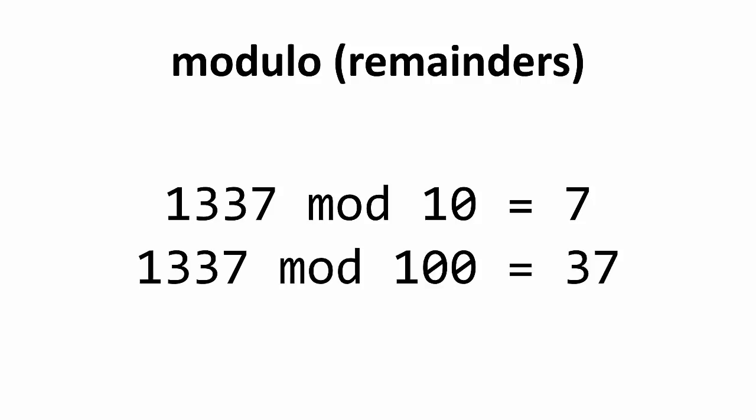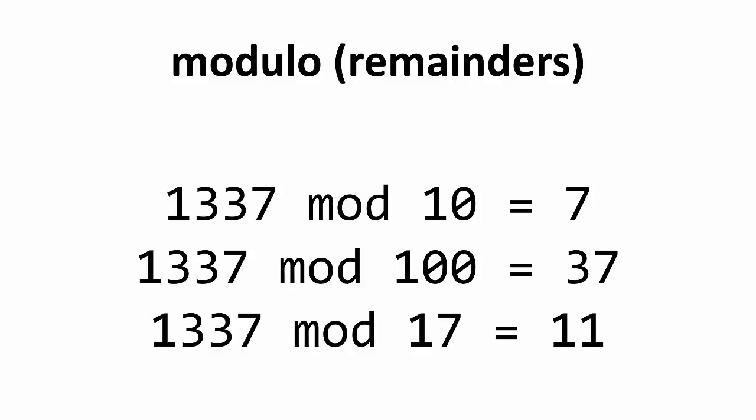So if I take the same number and do modulo 100, then we can see the result is going to be 37. In practice, we're going to be wanting to work with prime numbers again. So if I take 1337 mod 17, we're going to end up with the number 11.